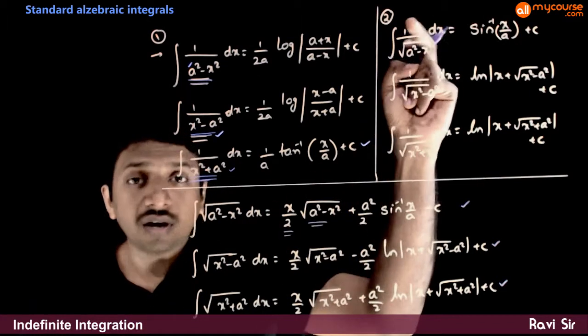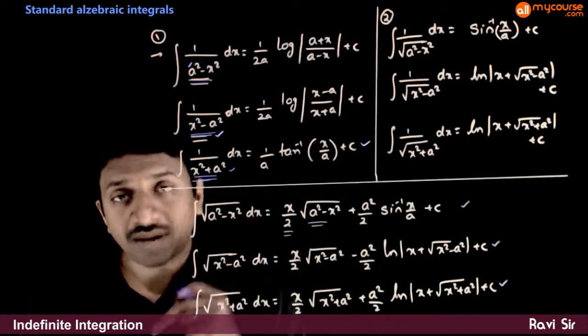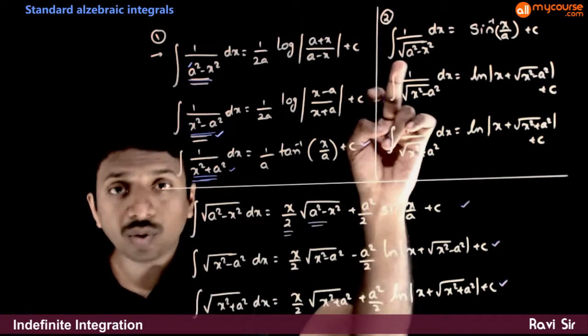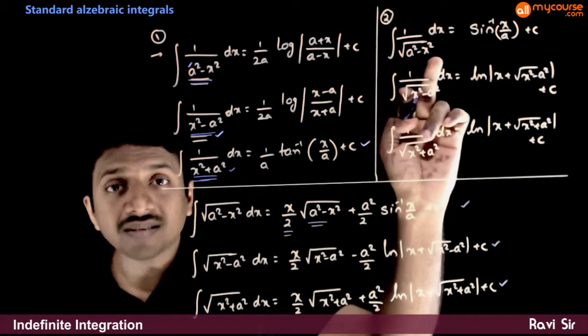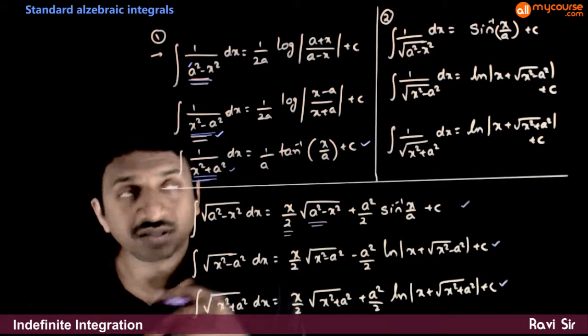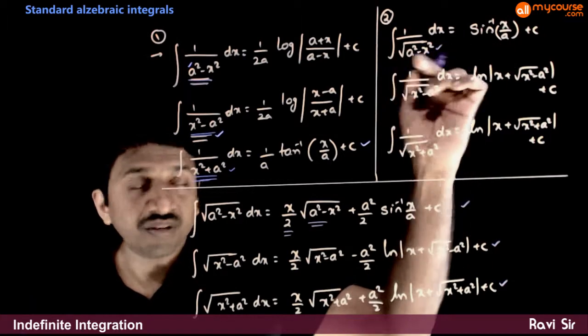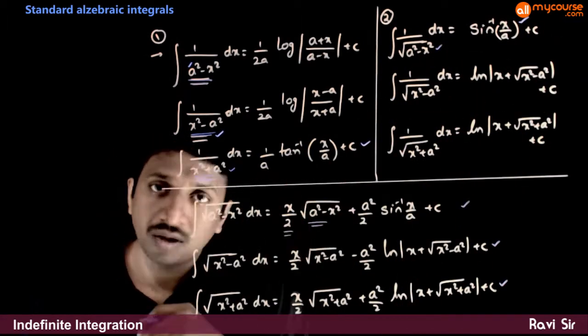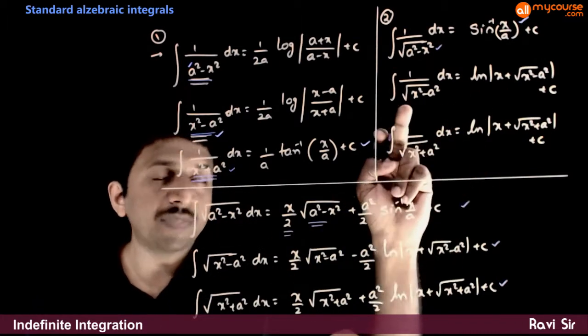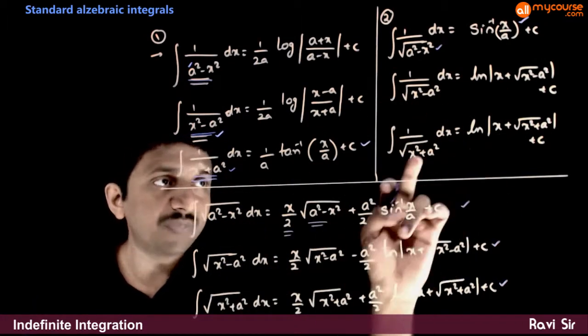And now for 1 by root of a square minus x square. In terms of root of a square minus x square, we know that 1 by root of 1 minus x square is sin inverse of x by a. So root of a square minus x square is related to sin inverse, and the remaining two are related to log. So log of simply x plus whatever is there here.